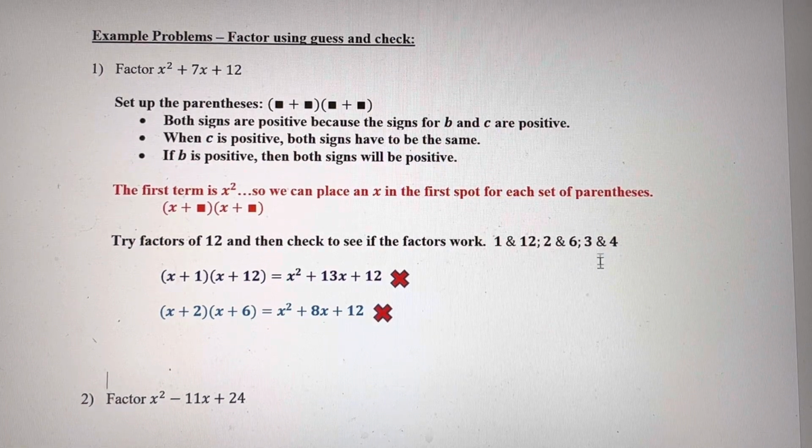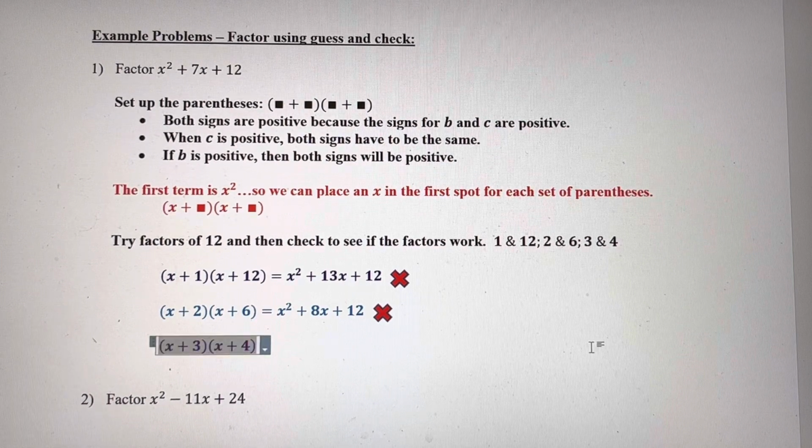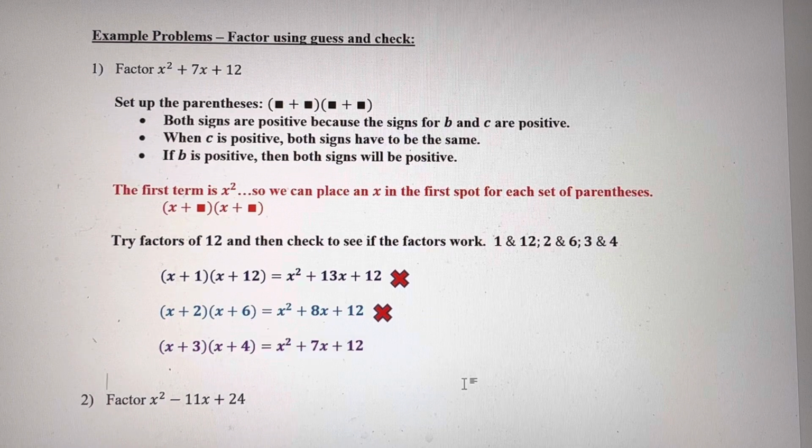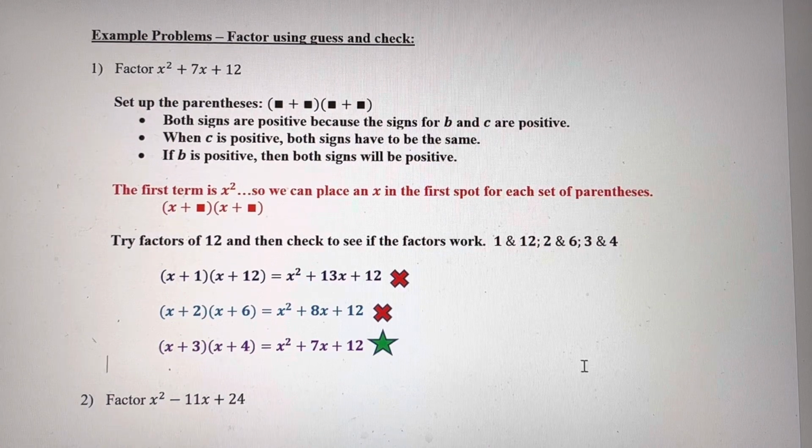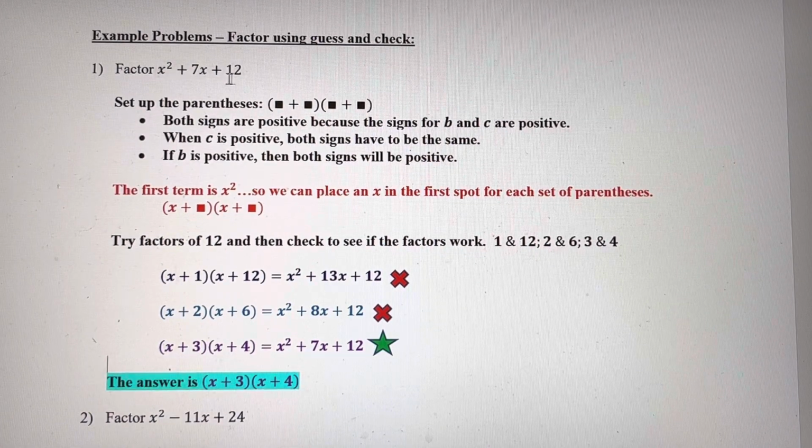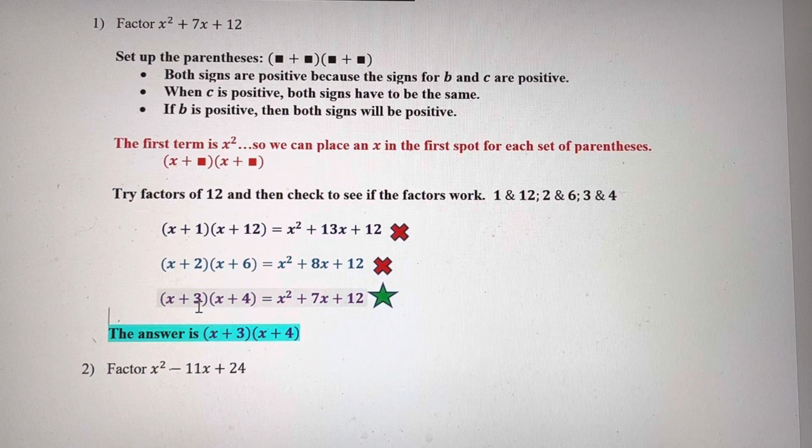Okay, so let's try this last one. X plus 3, x plus 4. When I multiply this out, I get x squared plus 7x plus 12. That's what I started with, so that one works. Therefore, my answer, when I factor this trinomial, is going to be x plus 3 times x plus 4.